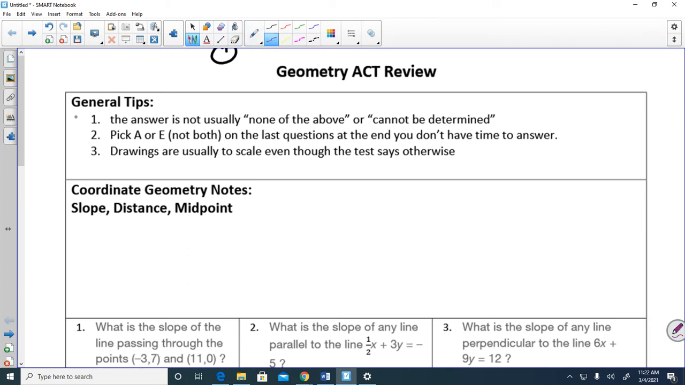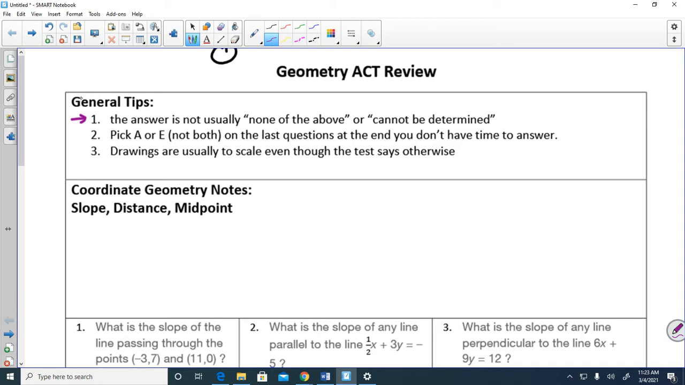The first one is, whenever you're taking the math part of the ACT, sometimes you'll see an option of none of the above or cannot be determined or maybe not enough information. Usually, that's not the answer. So if you're in a situation where you'd have to guess on a question, don't pick either one of those, because most of the time that's not the right answer.